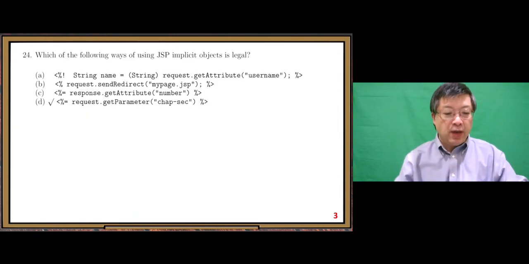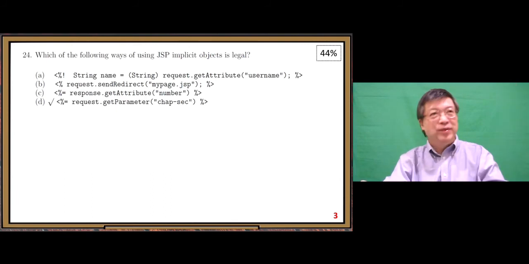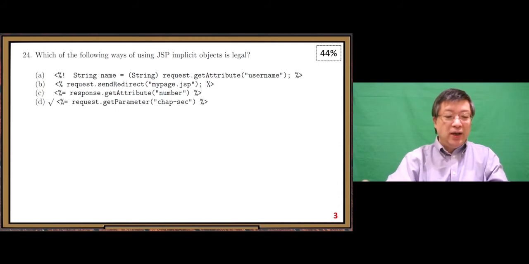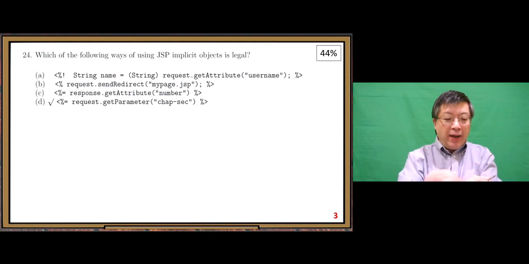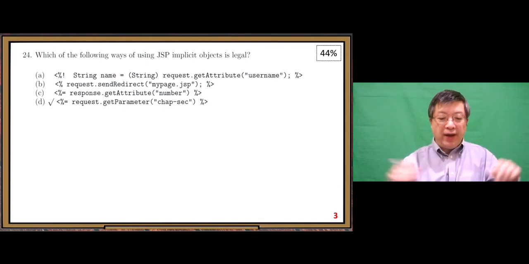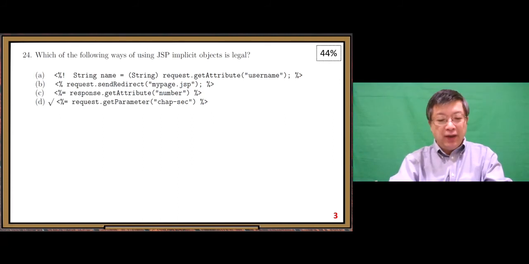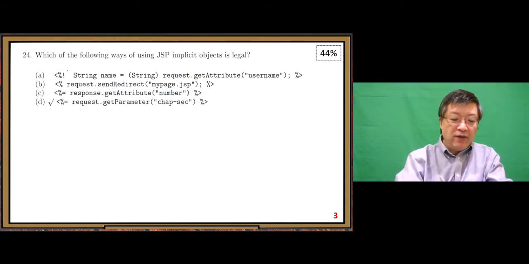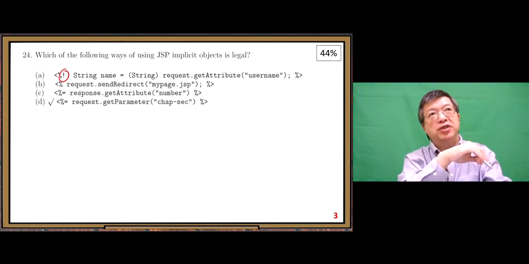Next, number 24. The miss rate is pretty high, 44%. Not as high as the previous few questions. All right, let me explain why D is correct. First, A is not correct. Why is A not correct? Look at this X. What's the meaning of this exclamation sign?